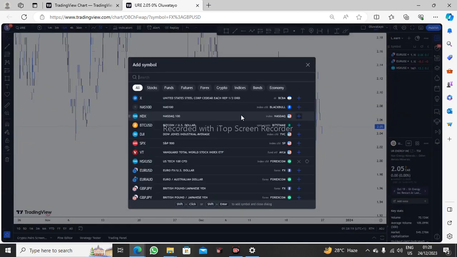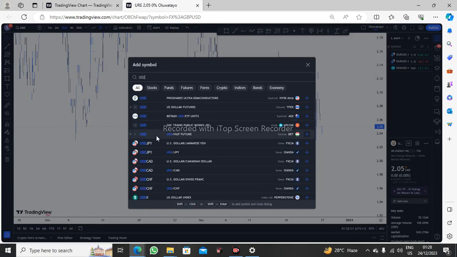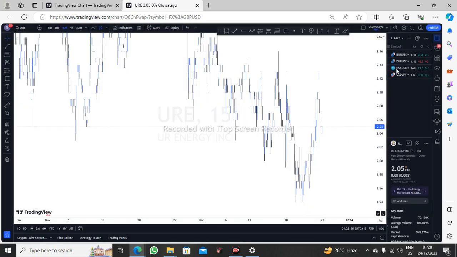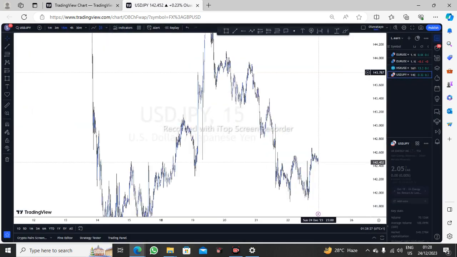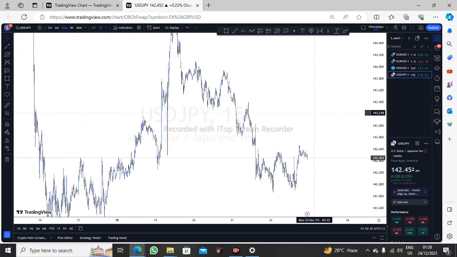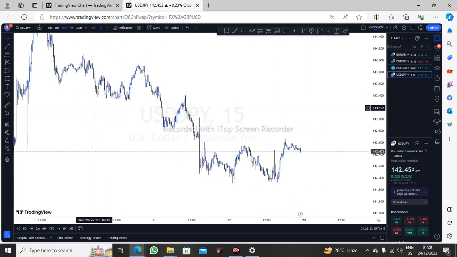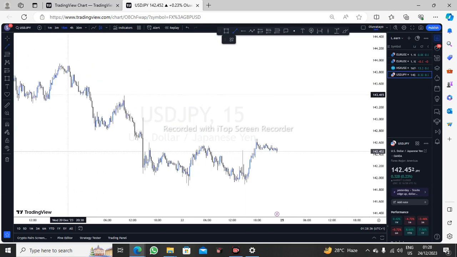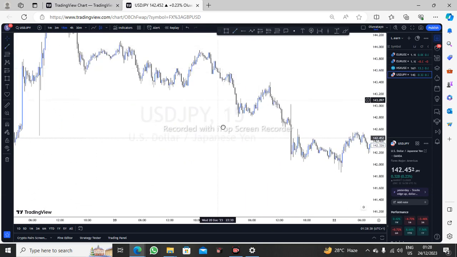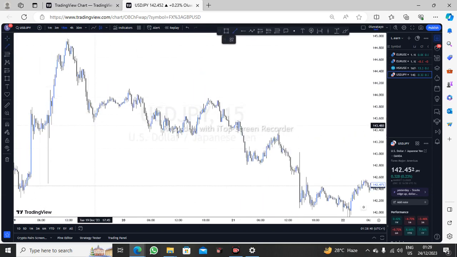So let's just see USD something. USD JPY. Okay, let's see what it has to give. Obviously we're in a clear downtrend, but what I told you is to calm down and watch out for your setup. I always tell you, calm down and watch out for your setup, observing each break.